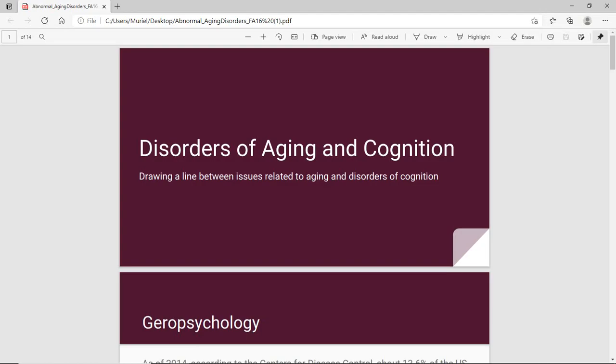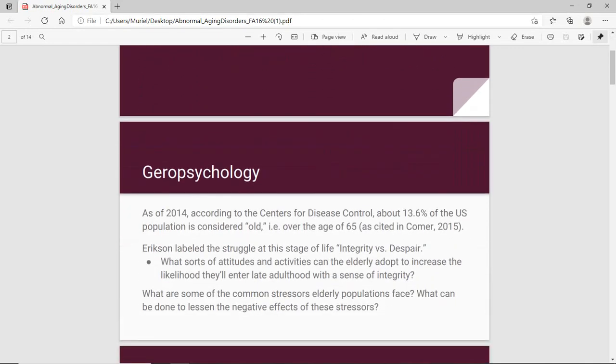Disorders of aging and cognition, drawing a line between issues related to aging and disorders of cognition.